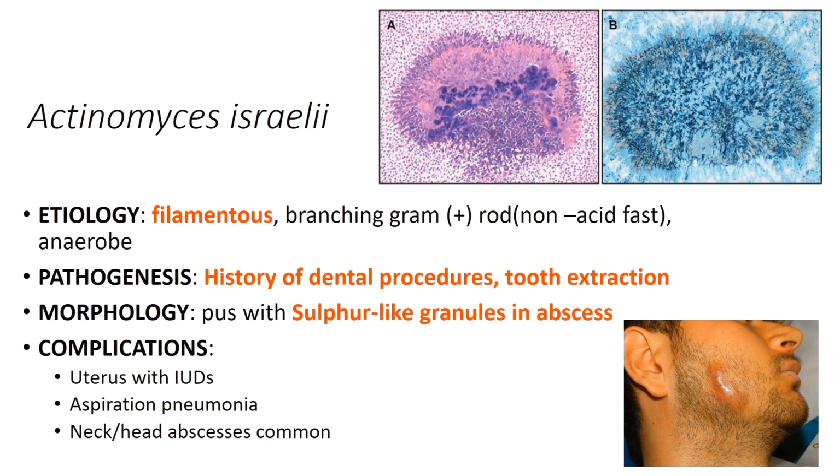So Actinomyces israelii, this is a filamentous branching gram-positive rod. It's non-acid fast, and it is an anaerobe like we were just discussing.